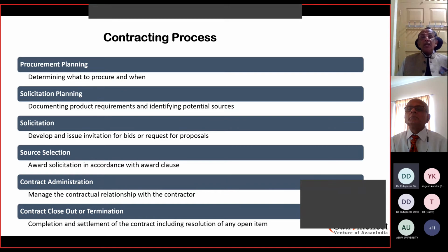Manage the contractual relationship with the contractor. It's a very important aspect. We will see more of it as we go along in the next few days. Then contract closeout and termination.